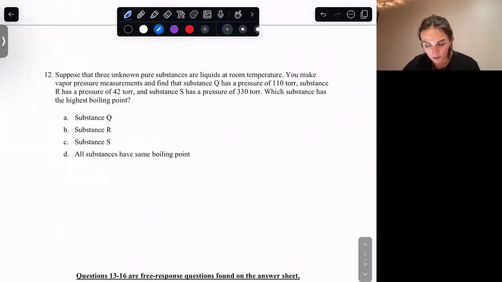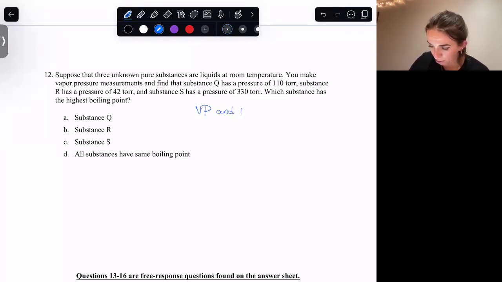Okay. So for question 12, right, you have supposed that 3 unknown pure substances are liquids at room temperature. Make vapor pressure measurements to find that the substance Q has a pressure of 110, R has 42, and S has a pressure of 330. Which substance has the highest boiling point? This is telling you that vapor pressure and boiling point are related to each other.